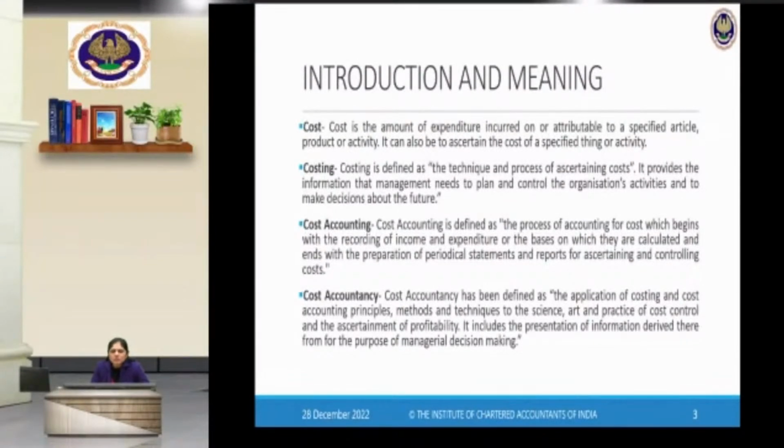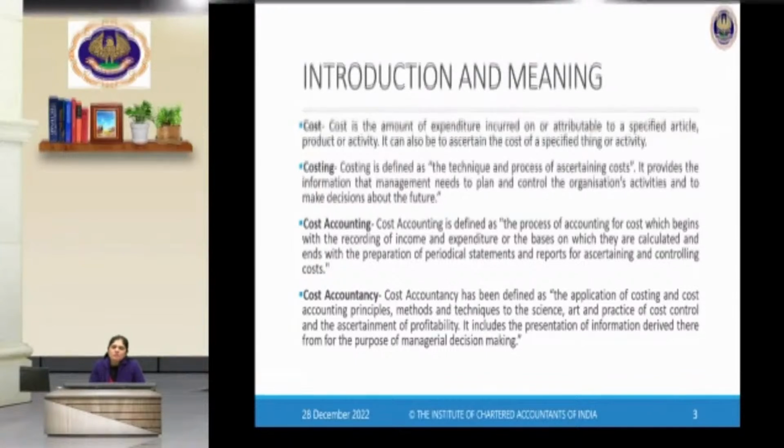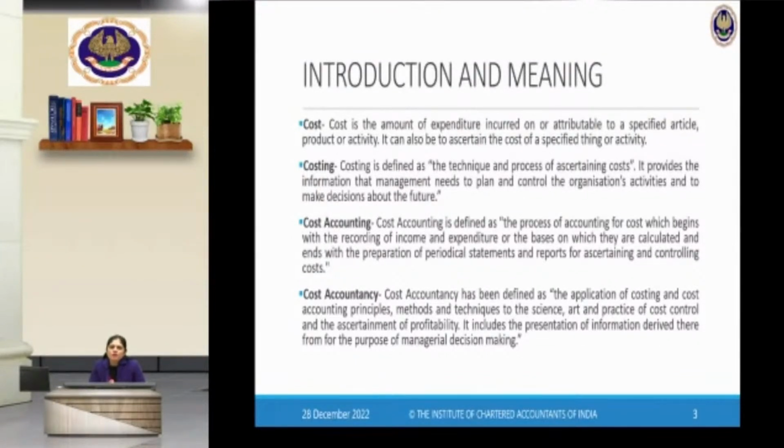Now, cost accounting. Cost accounting is basically the whole process of accounting for cost, which begins with the recording of income and expenditure, like we do in financial accounting. Financial accounting is also a part of recording. So cost accounting is also a part of recording. So what all bookkeeping we understand, cost accounting is actually all those recording and bookkeeping.